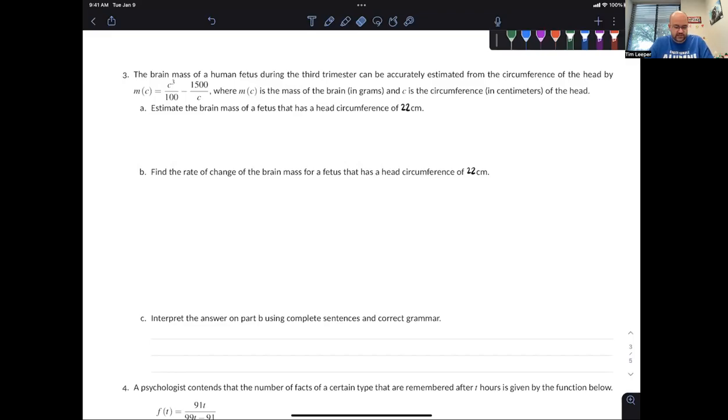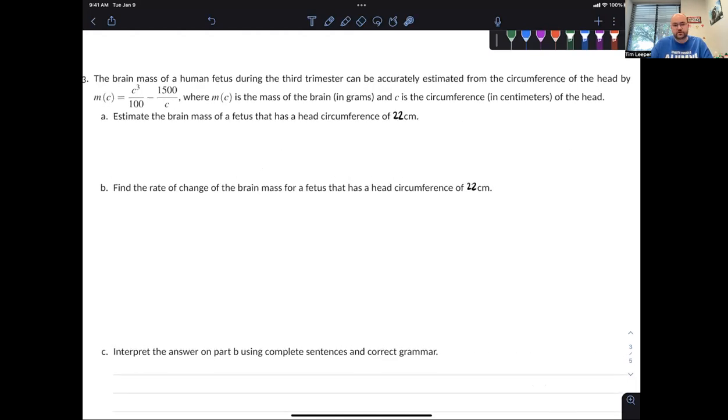Hello, everyone. In this video, we're going to go ahead and look at question number 3. It says the brain mass of a human fetus during the third trimester can be accurately estimated from the circumference by M of C equals C cubed over 100 minus 1500 divided by C, where M of C is the mass of the brain in grams and C is the circumference in centimeters of the head. A. Estimate the brain mass of a fetus that has a head circumference of 22 centimeters.